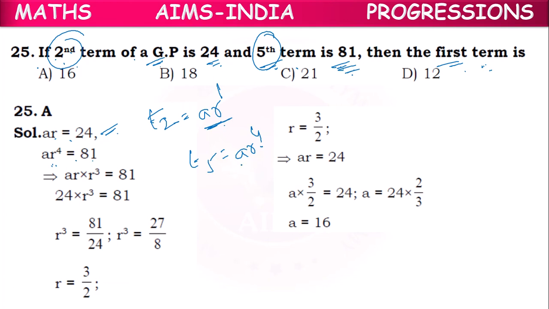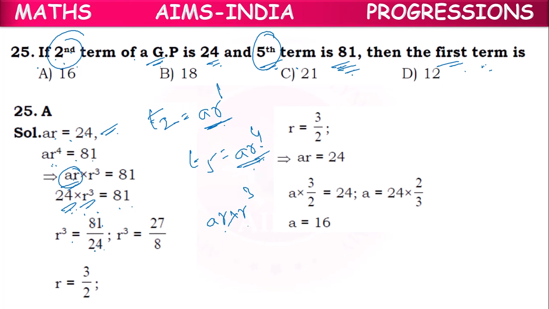But AR power 4 can be written as AR into R cube. This AR power 4 we can split as a product of AR into R cube. So in the place of AR we can take 24. 24 into R cube equals 81, or R cube equals 81 by 24.